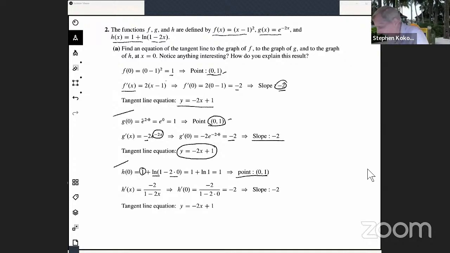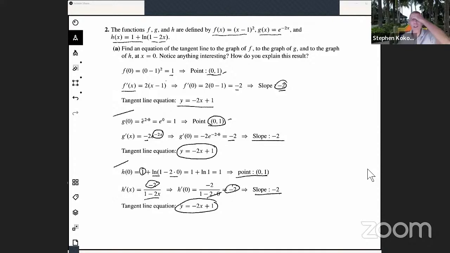What's the derivative of h? Well, let's see. The derivative of 1 is 0. How do you take the derivative of a log here? I've got the log of an expression, like the log of u. That's the derivative of that expression divided by the expression. So the derivative of that argument is -2 divided by the argument. I don't see any simplification there, so I'll evaluate that at 0. That drops out. Oh no, the slope there is also -2. The equation of this tangent line is also y equals -2x plus 1.